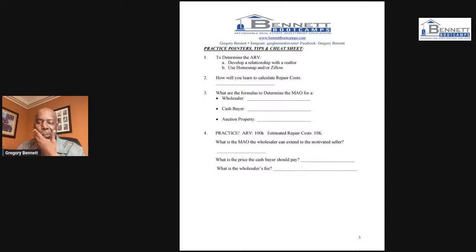All right, so let's go over this one. This one is confusing. It's an auction property. We've got an ARV of 250,000. So we're going to take 250,000 times 60% because it's an auction property.